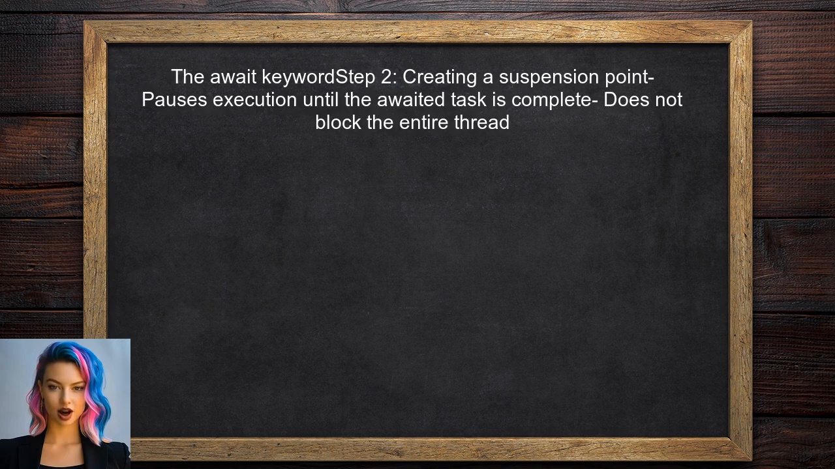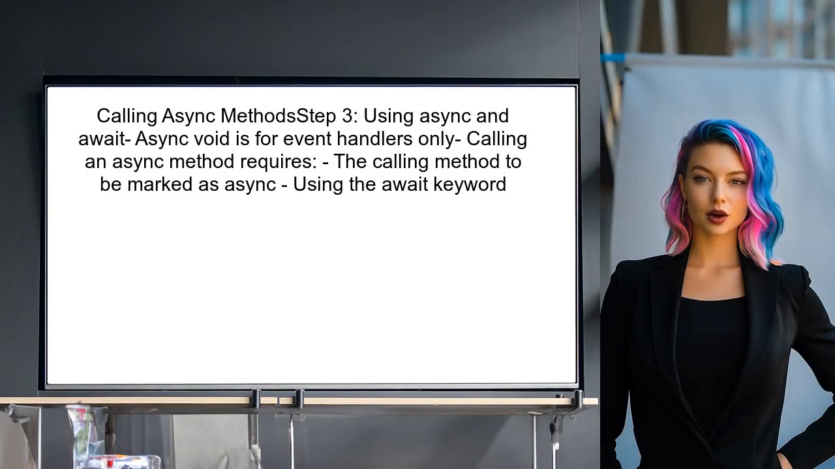This means that the method will pause execution until the awaited task is complete, but it does not block the entire thread. Now, regarding the use of async void methods, the user should remember that these are generally only used for event handlers. To call an async method normally, the calling method must also be marked as async and use the await keyword.